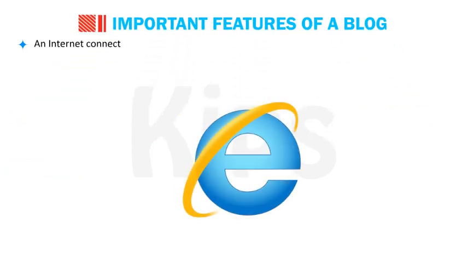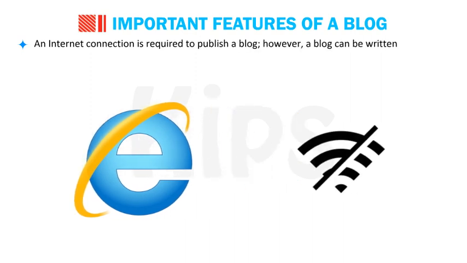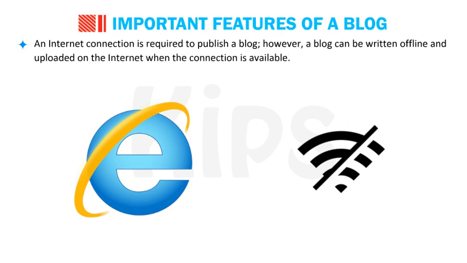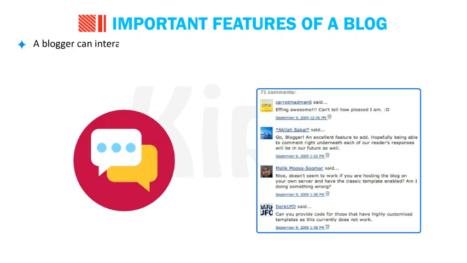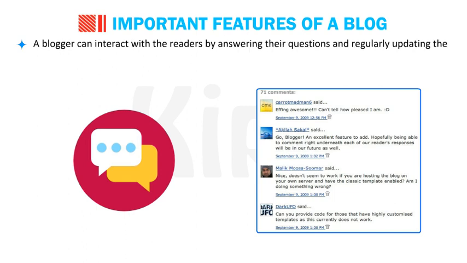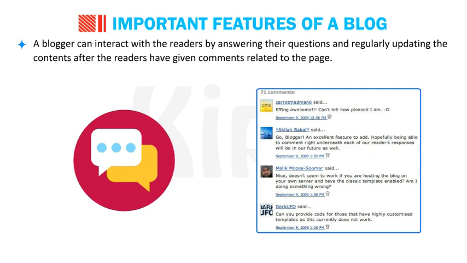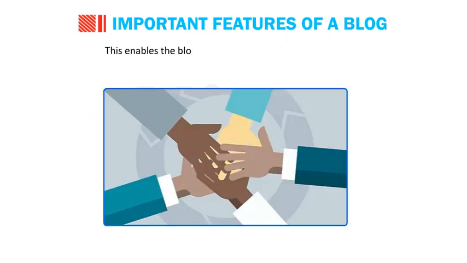An internet connection is required to publish a blog. However, a blog can be written offline and uploaded on the internet when the connection is available. A blogger can interact with the readers by answering their questions and regularly updating the contents after the readers have given comments related to the page. This enables the blogger to establish trust with the readers.